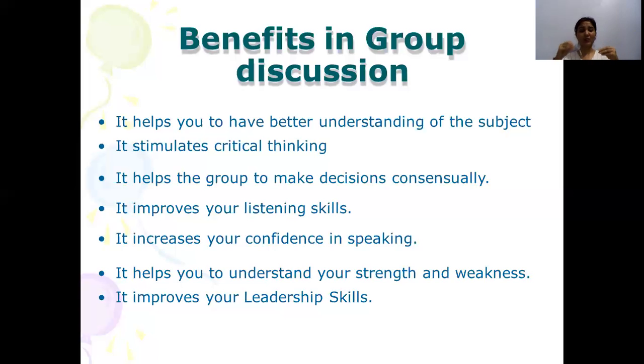It really helps you understand your strengths and weaknesses, because when you're participating in group discussion, you come to know where you are lacking, where other people are excelling, and what their strong points are, and you can pick up some good points from them.